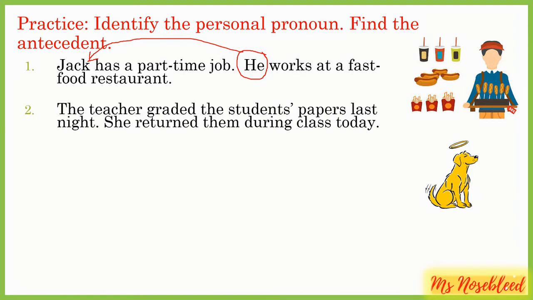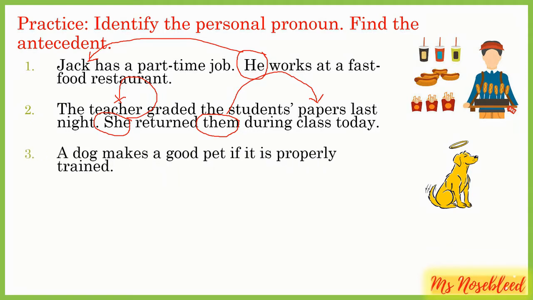Number 2. The teacher graded the students' papers last night. She returned them during class today. What do you think? She, yes, is the pronoun. It refers to the teacher. That's the antecedent. Very good. Anything else? Can you see the second one? Yes, them. And what's the antecedent? That's right, the papers, not the students, okay? The papers.